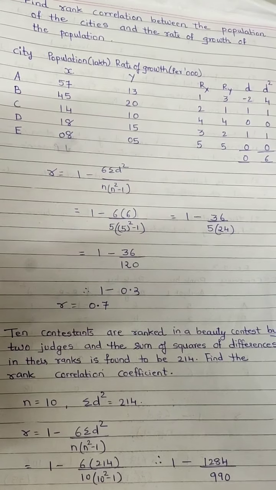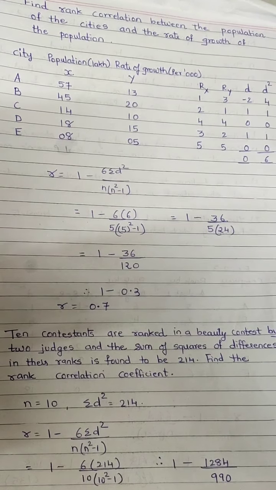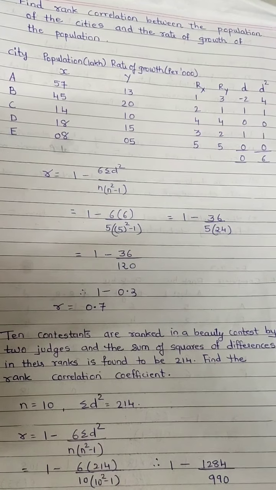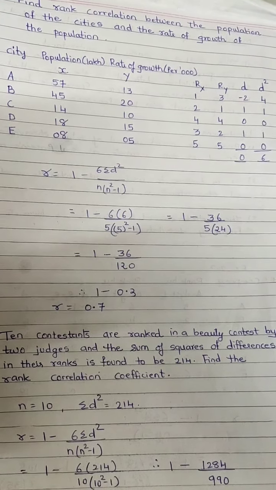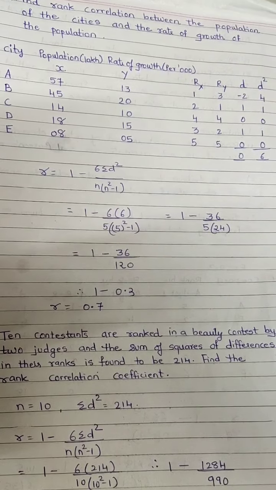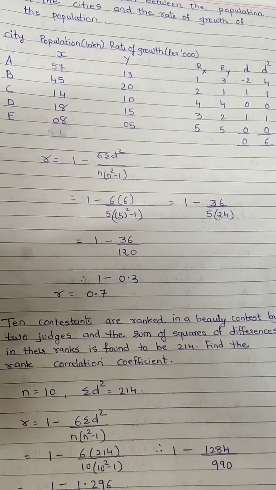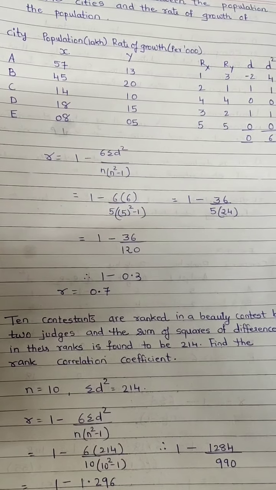0.7. If I want to interpret this value, then 0.7 is near to 1. So I can say there is a high degree of positive correlation between the two variables x and y.